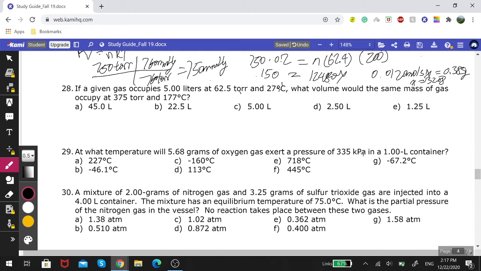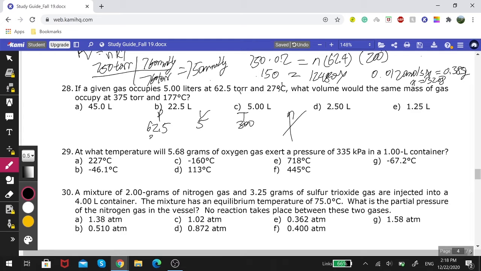Number 28, we have a gas given that much pressure, liters, and temperature. So PV equals nRT. No, PVTN. We have 5 liters of volume, 62.5 torr as pressure, and 27 degrees plus 273, which gives 300 Kelvin, and we do not look at n. The volume will be the same, and the new pressure is 375.